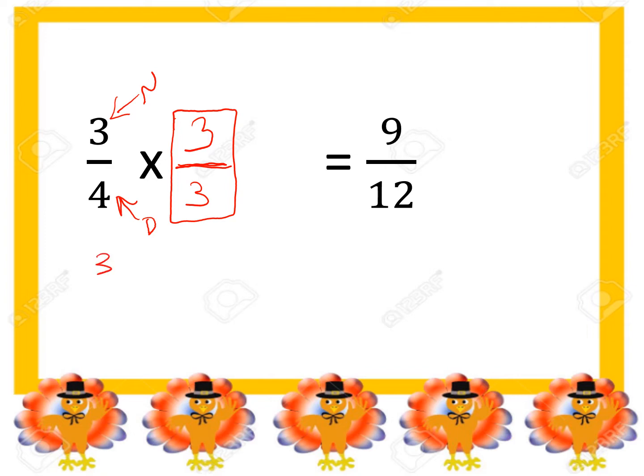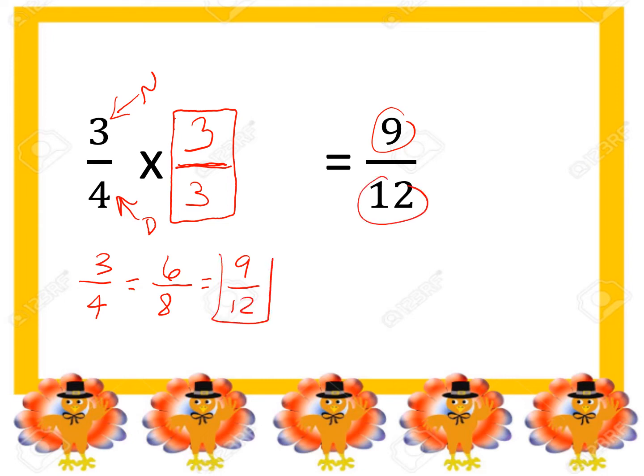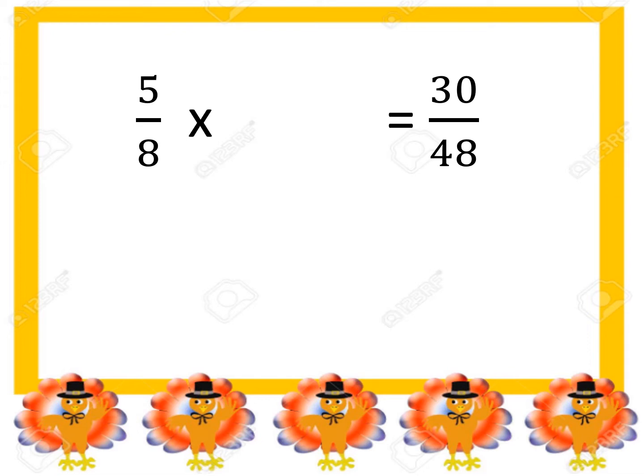If I do the skip counting method, if I count by 3's on top, 3, 6, 9, I stop at 9, and on bottom 4, 8, 12, then there's my 12. So 9/12 is equal to 3/4. Okay? Let's try another one.